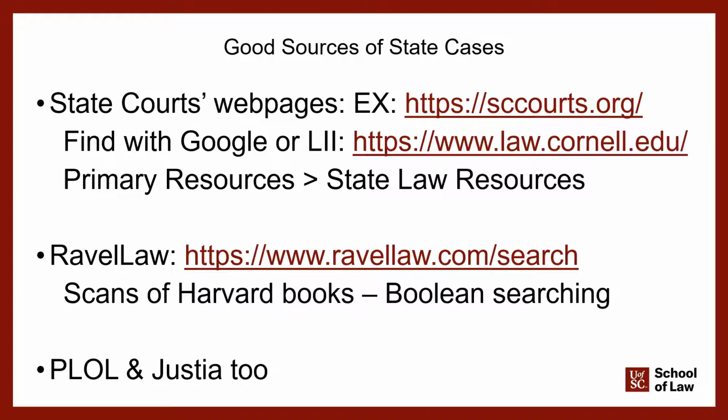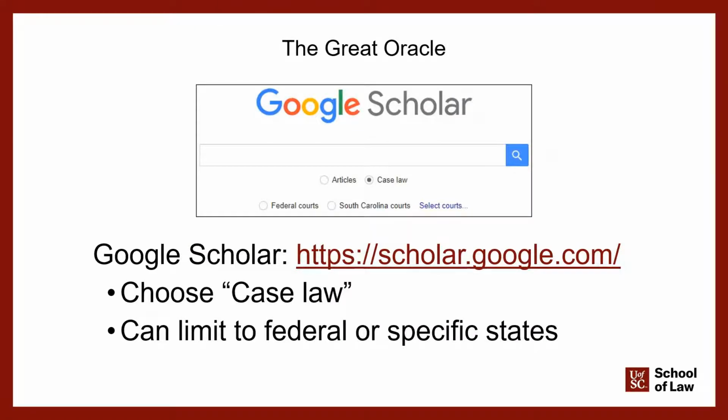So these are the kinds of places you can go to look for state cases. And finally, we have the great oracle, Google. Specifically, I mean Google Scholar, which if you haven't played with it is kind of fun. It's scholar.google.com, and it has an option to choose that you just want to look for case law. Once you select case law, you have the options to limit it to federal courts or courts of specific states. Google happened to know when I made the screenshot that I'm in South Carolina, so it's offering me South Carolina, but I could use select courts to pick any other state and go look for cases there.